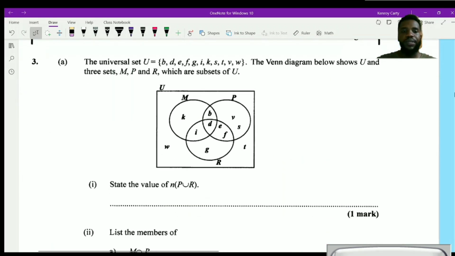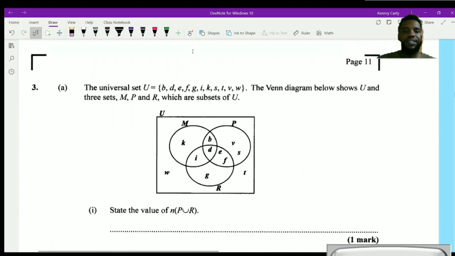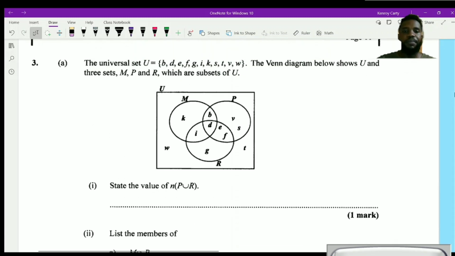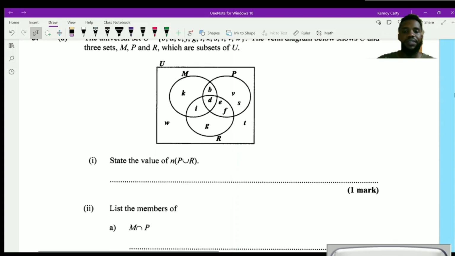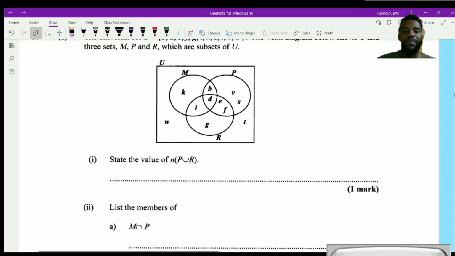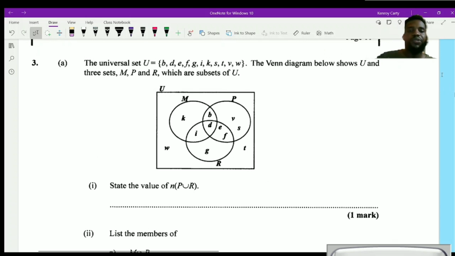Now let's go down to question 3. Says the universal set U, and we have the set B, D, E, F, G, H, I, K, S, T, V, W. So we have a Venn diagram. We have three different sets. We have M, P, and R, which are subsets. State the number of elements in P union R. P union R means that you join P to R. What they want is the number of elements in the two sets combined, P and R.